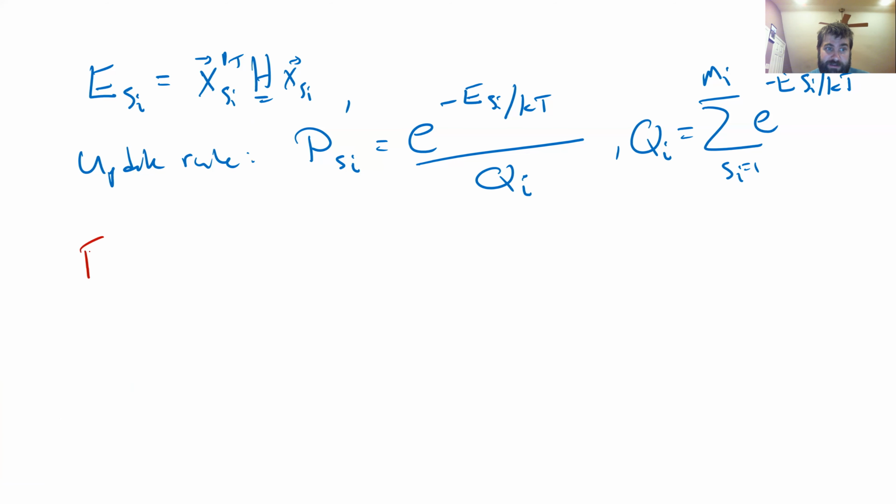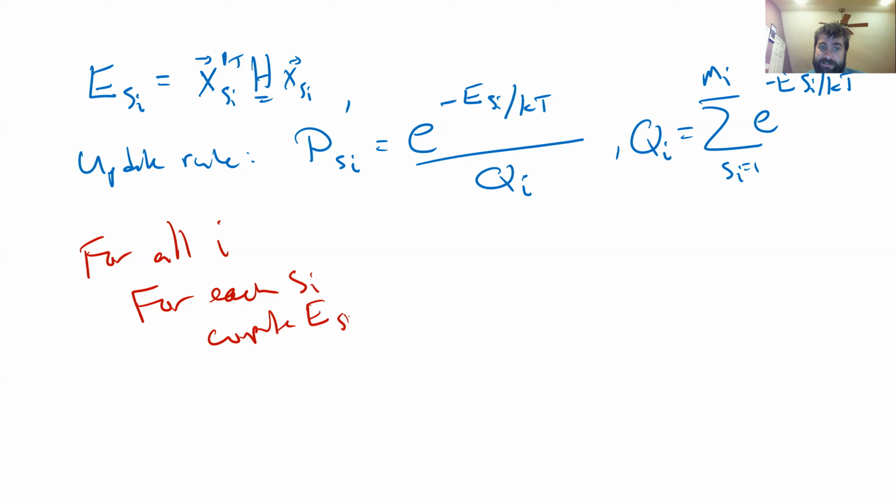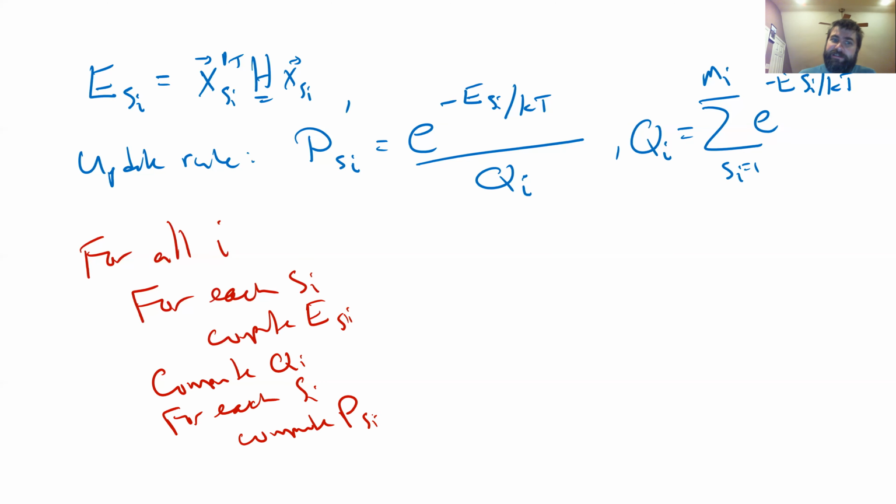So we have to do something like, for all i, for each S_i, compute E(S_i). Once we have our energies, then we can compute Q_i, and then once again, for each S_i, we can compute our P(S_i).